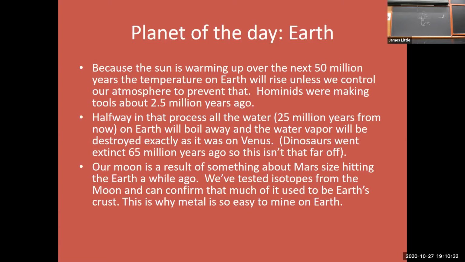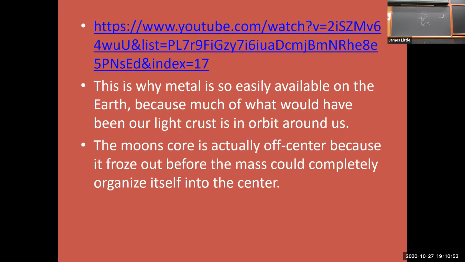Our moon is a result of something about Mars size hitting the Earth a while ago in the very early solar system. We've tested isotopes from the moon and confirmed that much of it used to be Earth's crust. This is a big part of why metal is so easy to mine on Earth, because what would normally be our crust is in orbit around the planet. The moon's core is mildly off-center because it froze out after the collision so fast that the mass couldn't completely organize itself dead in the core.